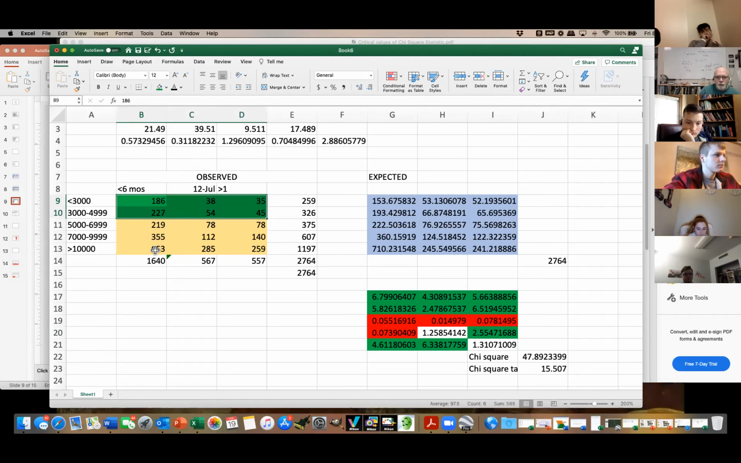So we coded these things green, we coded these things green, and we coded that green, we coded these things and that as red, meaning that they don't really contribute very much. So basically, what's contributing a lot to this chi-square value being big is, in this case, poor people.